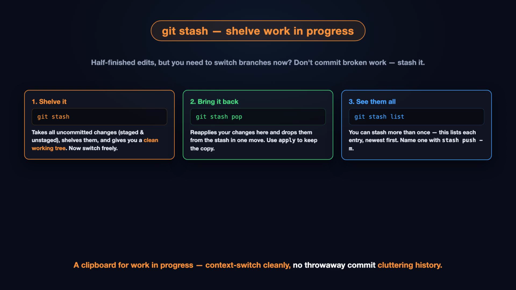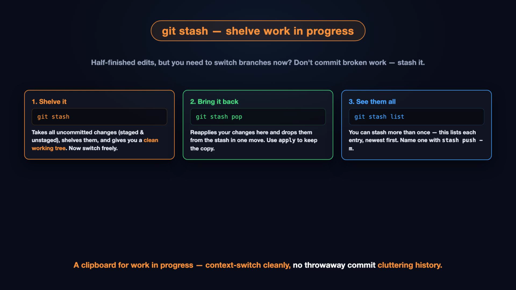Run git stash and git takes all your uncommitted changes, both staged and unstaged, shelves them away, and gives you back a clean working tree, exactly matching your last commit. Now you can switch branches, fix the bug, do whatever you need, with nothing in your way. When you come back, run git stash pop, that reapplies your shelved changes on top of wherever you are now and removes them from the stash in one move.